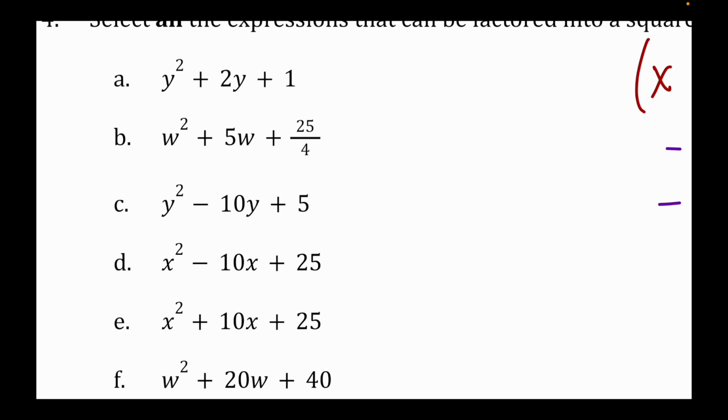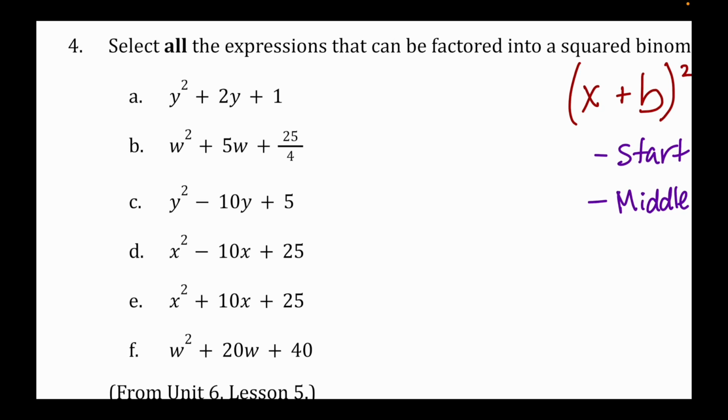So select all that can be written as a perfect or a factored square binomial, and I'm probably going to write them as factored binomials as well. So begins with a perfect square, ends with a perfect square, and is 2 times the square root of 1 here in the middle. Absolutely, a can be written as a squared binomial. This would be y plus 1 squared.